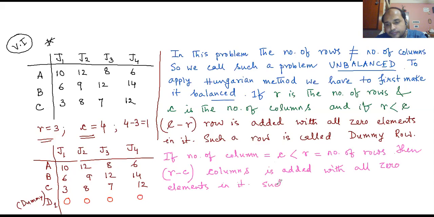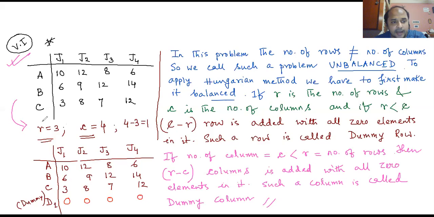Such a column is called a dummy column. In this current problem, as I've already told you, a dummy row has been used. If I give you another problem, there you will find that the dummy column will be used. So such a problem is just the same type, where only the dummy columns will be there.